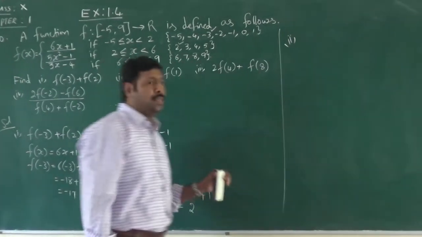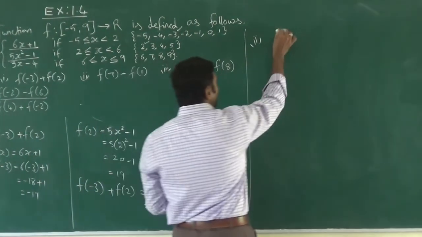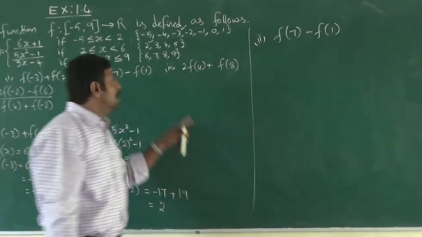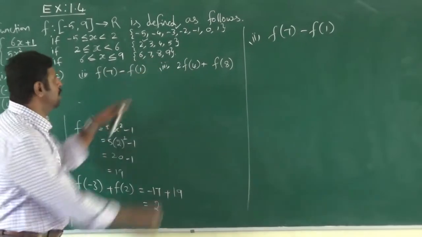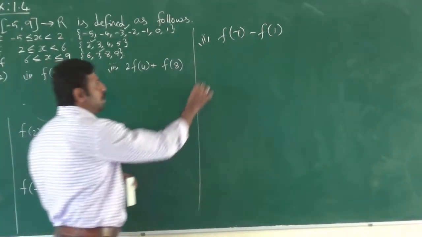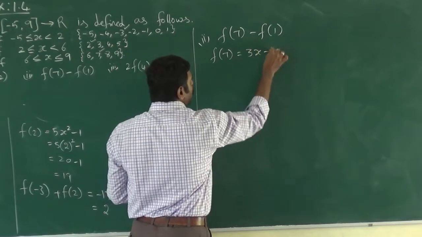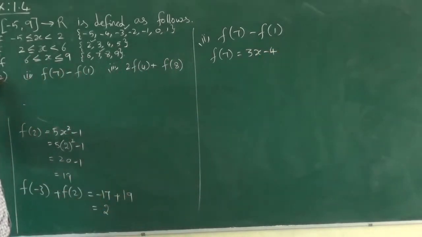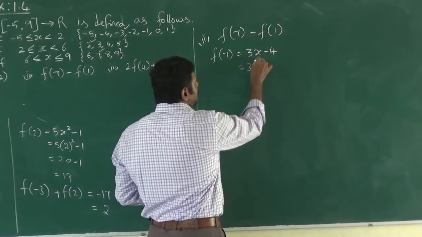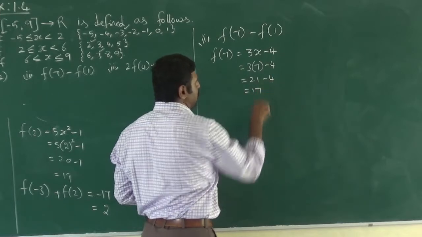This is the second Roman number. See, the second Roman number is given as f of 7 minus f of 1. Function of 7 minus function of 1. See, the function of 7 is here. So we have to use the function as 3x minus 4 for f of 7. 3x minus 4 is the function. So in the place of x, we are going to apply the value 7. 3 into 7 minus 4. 3 7s are 21, minus 4 is equal to 17.